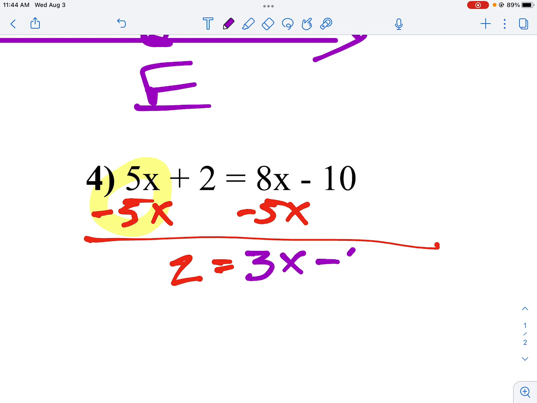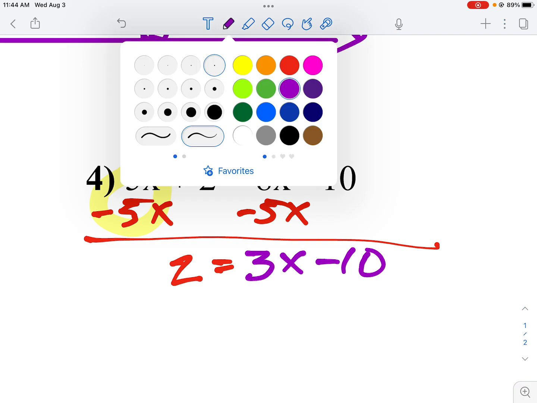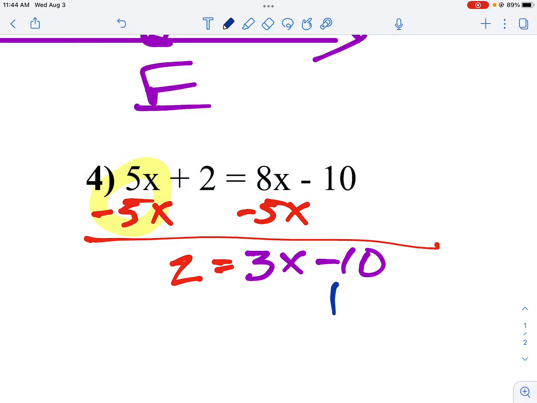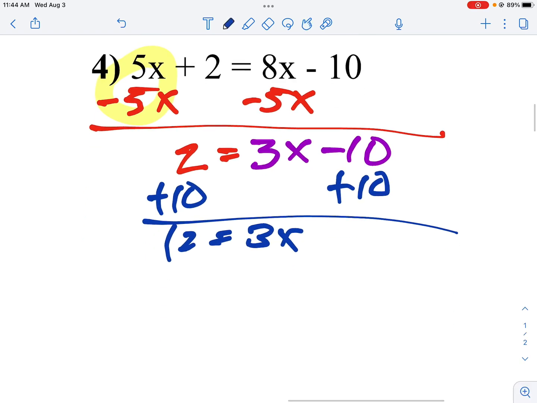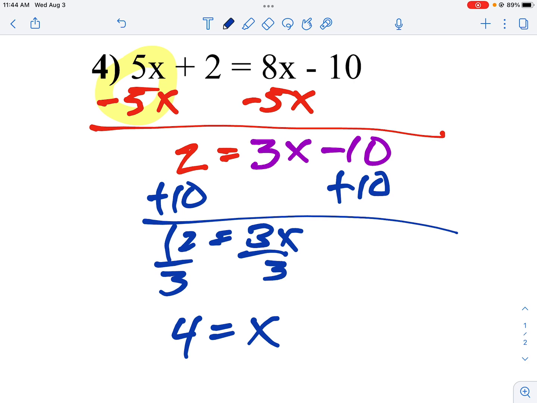I don't like red here, so I'm going to change that back. 3x minus 10. Then I want to get the x by itself, kind of like I did before. So I want to get rid of the 10. So what I'm going to do is add 10 to both sides. So 2 plus 10 is 12 equals 3x. And we'll divide both sides by 3. And 4 equals x. And there's your answer for your entrance ticket today.